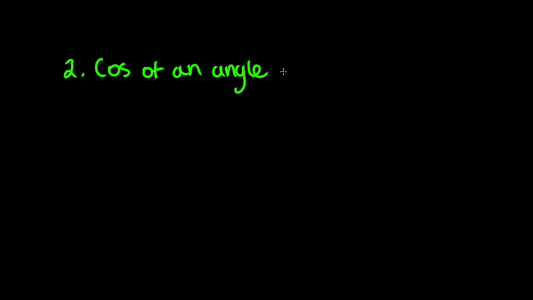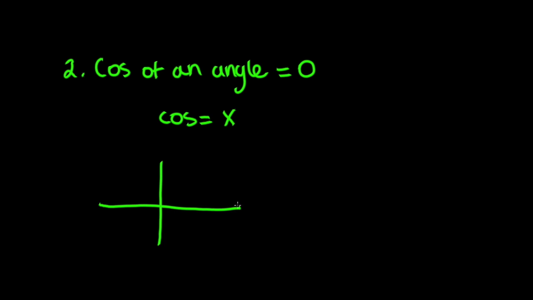The last problem today asks us to find when the cosine of an angle is equal to 0. So we know that cosine is the x-coordinate. So all we need to do is go around the graph and see when the x-coordinate is equal to 0. This takes place here at 90 degrees where our point is 0, 1, and also takes place here at 270 degrees where our point is 0, negative 1. So our answer is going to be 90 degrees and 270 degrees.